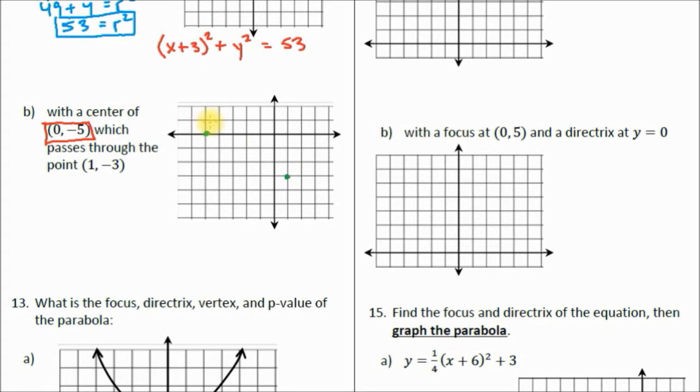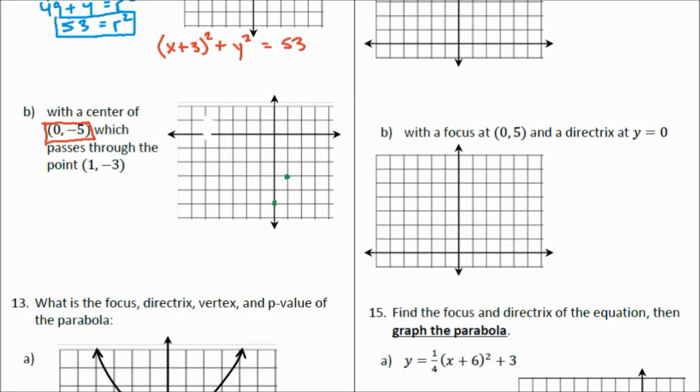Whoops, I forgot to label this as C for center. You know what? I think I got that graph wrong. Let's take a look. (0, -5). Oh, wait a second. That's not here. Let's get rid of that. (0, -5) is right here. 0 movement on the x-axis, 1, 2, 3, 4, 5 on the y-axis. There we go. That makes more sense.